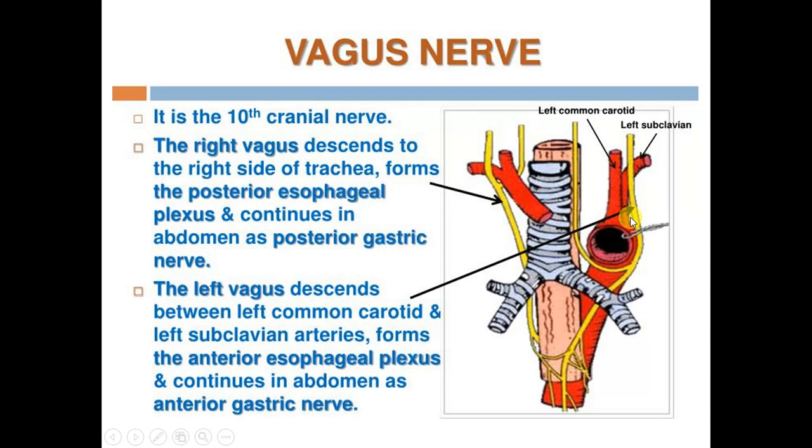Left one on the left side, and between the left common carotid and left subclavian, it descends down up to the arch of aorta, and here you can see it is giving the left recurrent laryngeal nerve. The right recurrent laryngeal nerve is given at here, where it is crossing the brachiocephalic trunk. Right subclavian artery, arching back is the right recurrent laryngeal nerve, but the left recurrent laryngeal nerve is arching back under the arch of aorta.